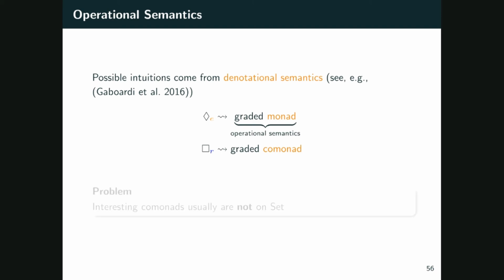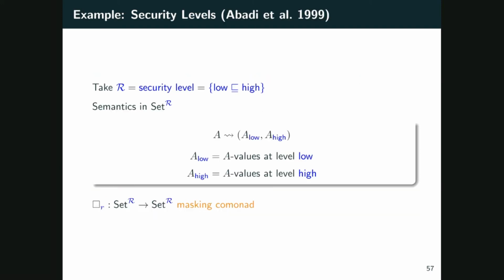But the problem here is that interesting comonads usually are not on Set. So for instance, if we take as coeffects the security level, just two, low and high, then the denotational semantics of the calculus is given using sets indexed by security levels, whereby a type is interpreted as a type for values at low security level and types at high security level. And then you have indeed a comonad for the coeffects, which is kind of a masking comonad.